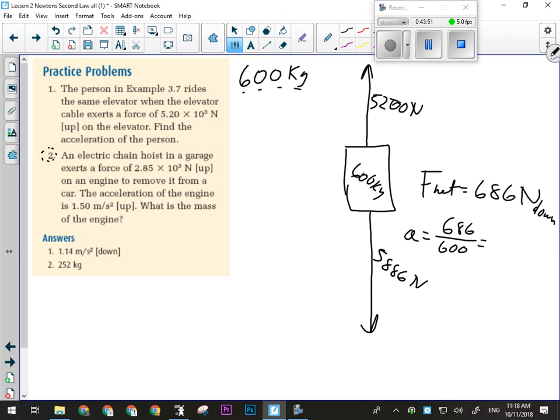And when we get there, 1.14 meters per second squared. Okay, and don't forget the down part.